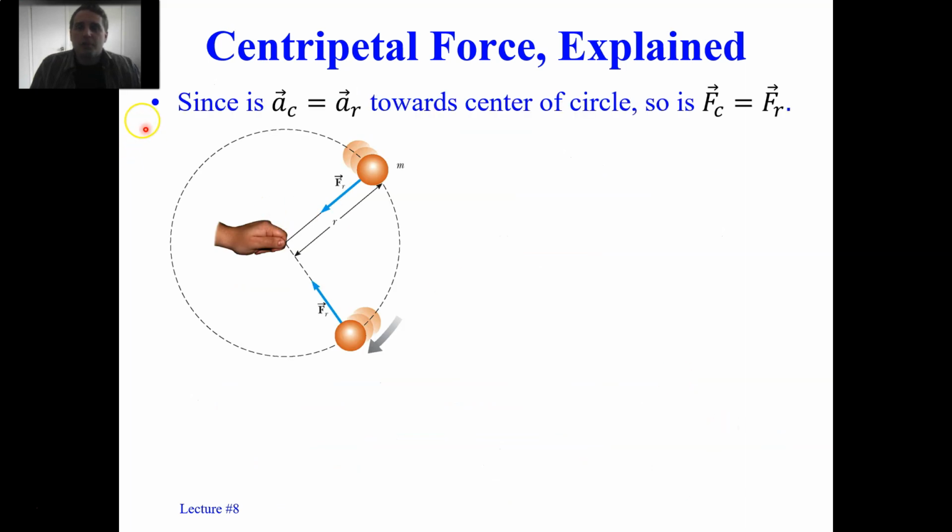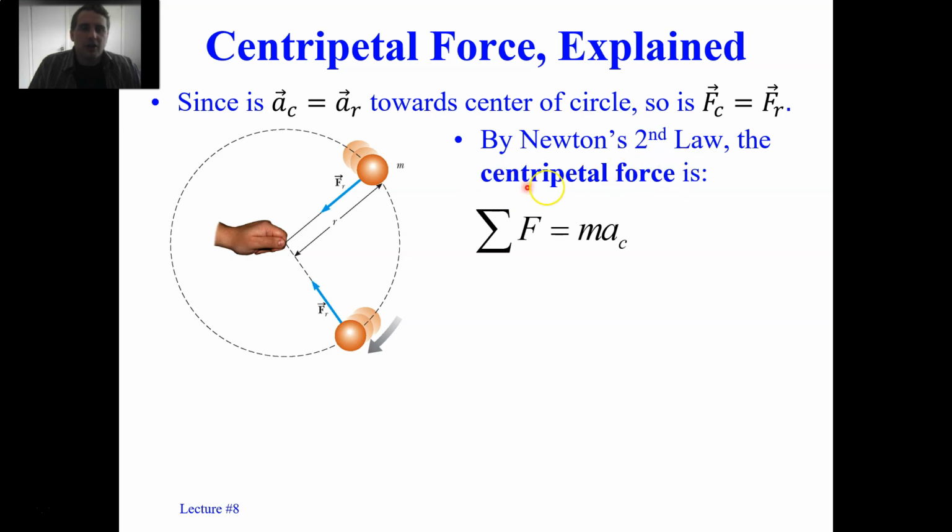Let's explain the centripetal force in a little more detail. Since the centripetal acceleration vector is equal to the radial acceleration vector toward the center of the circle, centripetal force should equal radial force. Okay? So this diagram where a ball is being whirled around a horizontal circle shows a radial inward directed force, and that's going to be at a certain radius, and then we can calculate the centripetal force.